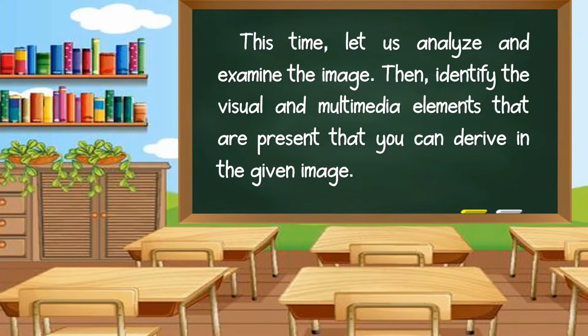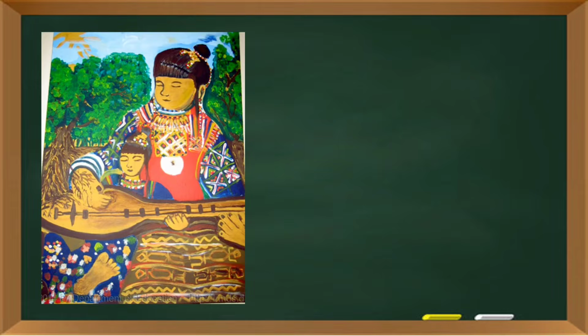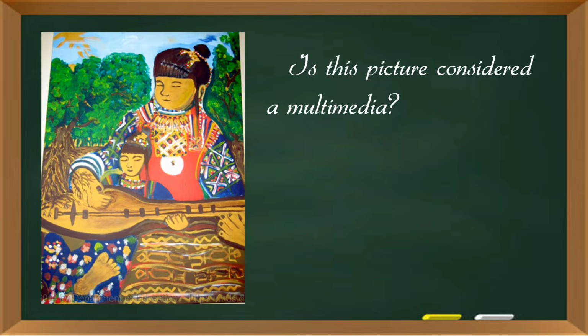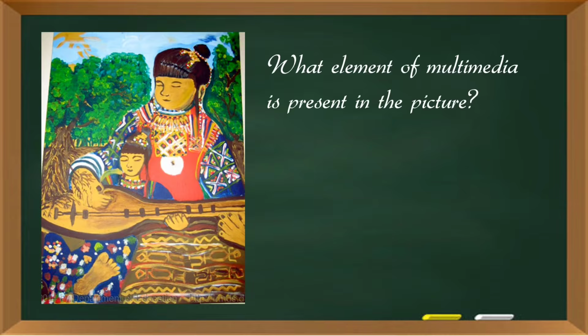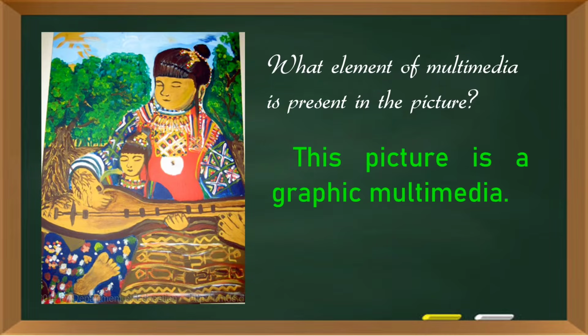This time, let us analyze and examine the image, then identify the visual and multimedia elements that are present that you can derive in the given image. Is this picture considered a multimedia? Yes, this picture is considered as a multimedia. What element of multimedia is present in the picture? This picture is a graphic multimedia.